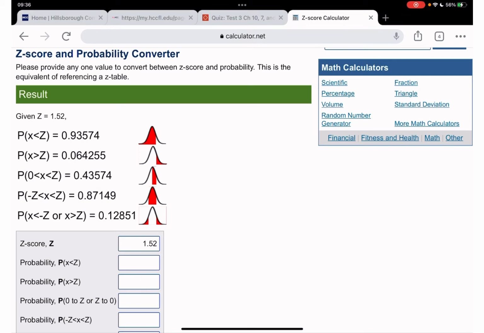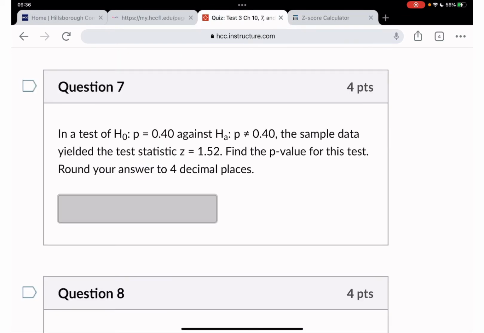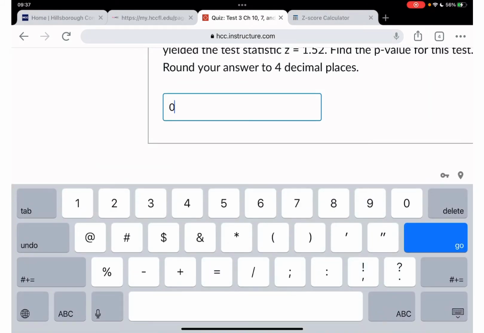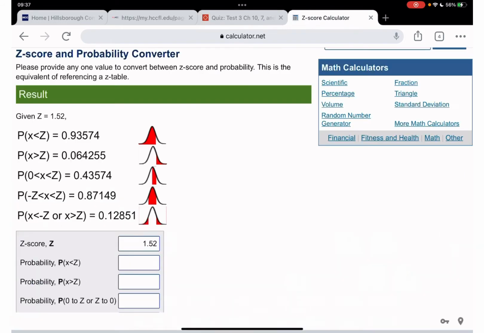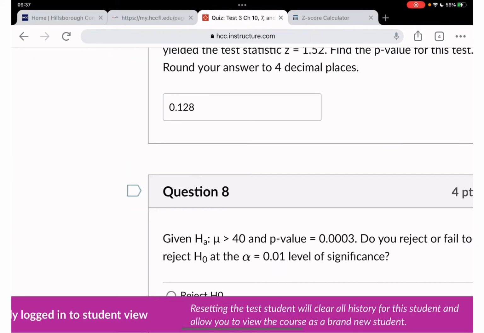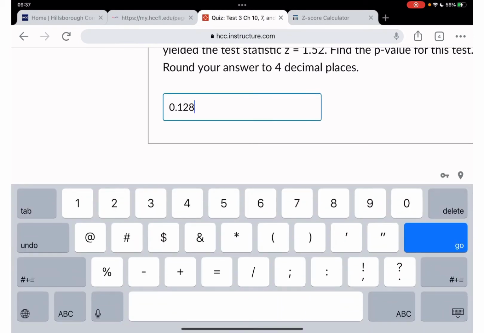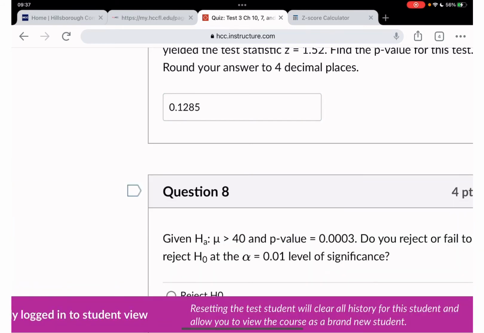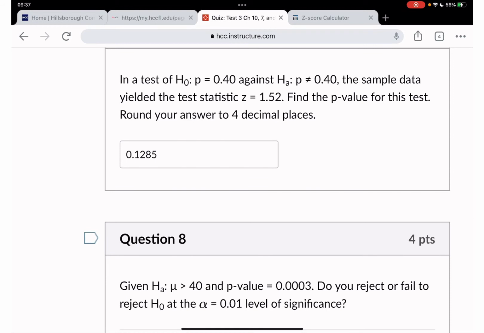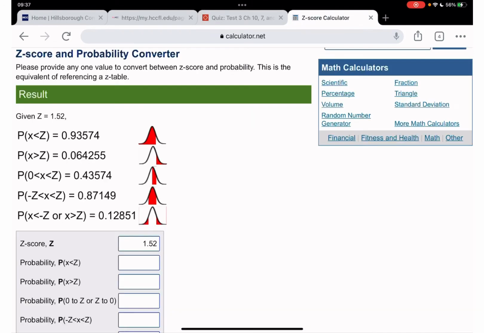0.12851. So 0.128, how much? 851. 12851. Okay. So you have to be careful: the tail you identify is based on the alternative. If the alternative says proportion is greater than, then it would be the right tail. If the alternative says less than, then it is the left tail, okay?